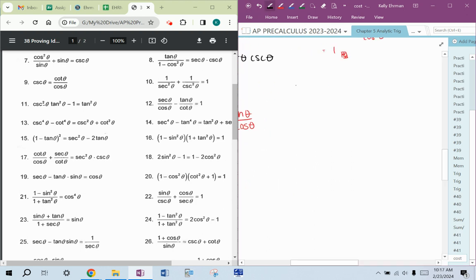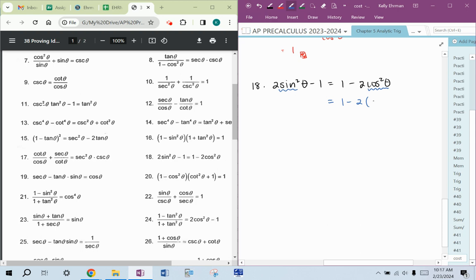For 18, 2 sine squared theta minus 1 is supposed to equal 1 minus 2 cosine squared theta. All right, order does not matter here. Which side is more difficult? Doesn't matter. I want to start on the right side so that you're aware of the negative to distribute through. So say I start on the right side. I've got only cosine squared over here, but I want to have sine squared. So let's make a substitution. We know that cosine squared is equal to 1 minus sine squared.